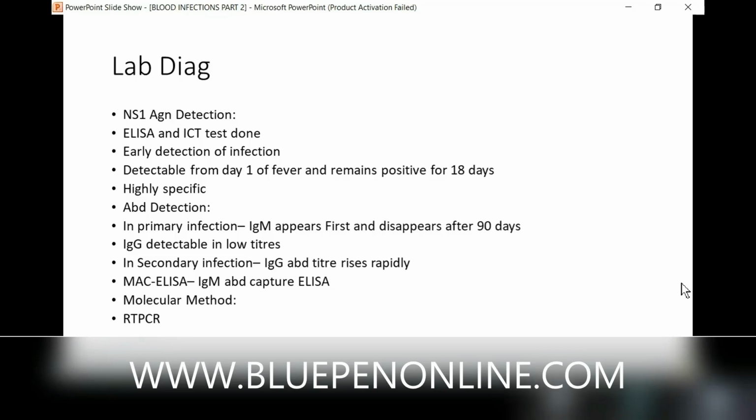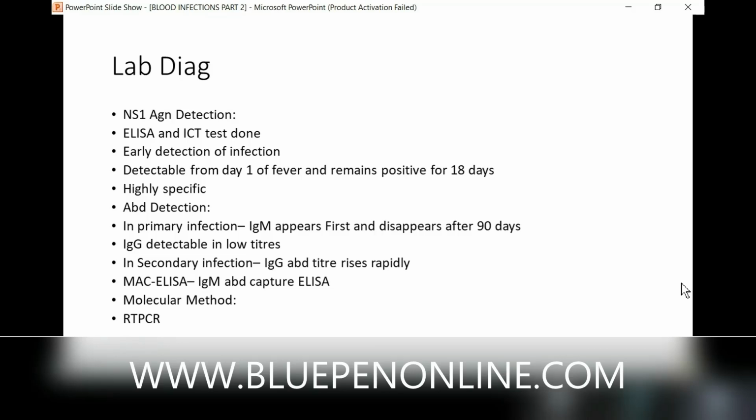The first test we do is the NS1 antigen test, because it is detectable from day 1 of the fever, and it remains positive up to 18 days. No other test can do that. So the NS1 antigen is the best test and the first test to be done in a dengue patient.